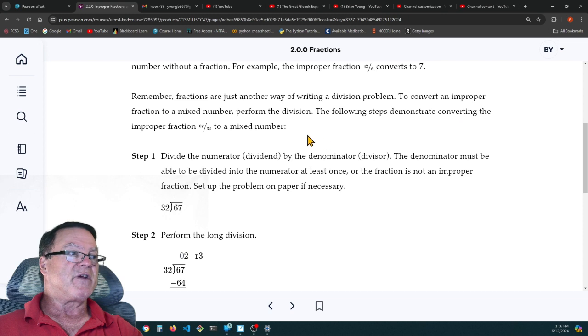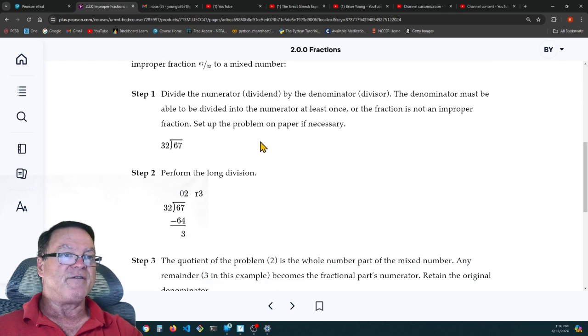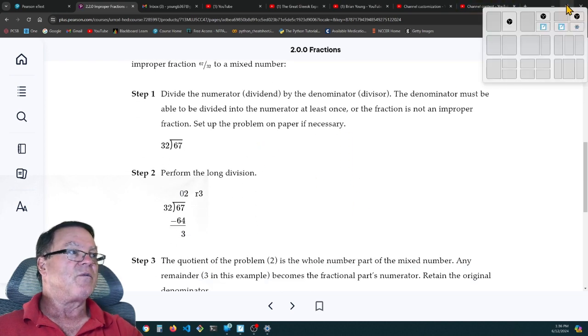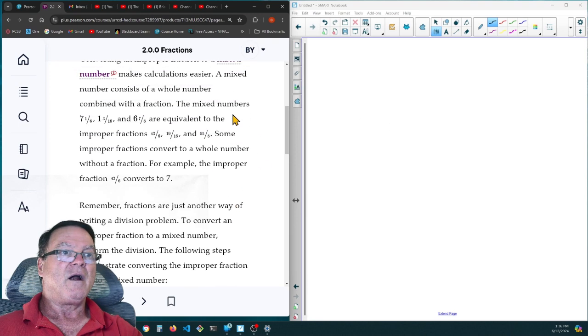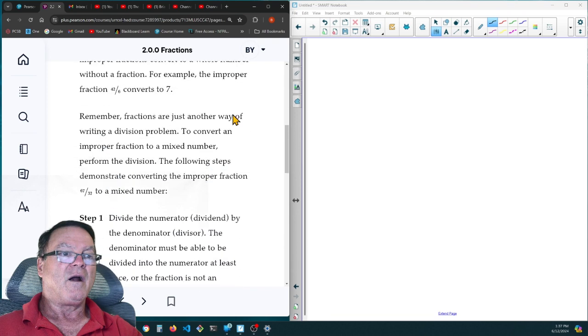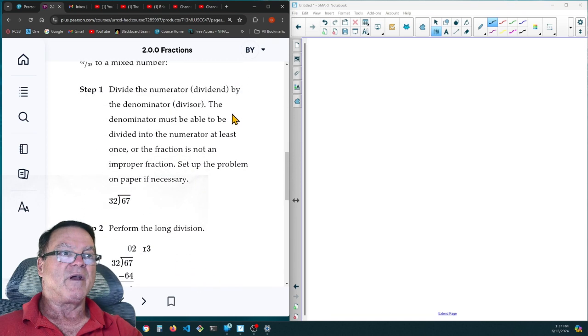The following steps demonstrate converting an improper fraction, 67/32, to a mixed number. First, divide the numerator by the denominator. The denominator must be able to be divided into the numerator at least once, or the fraction is not an improper fraction. Set up the problem on a paper if necessary. So let's go half screen, and here we go. Okay.